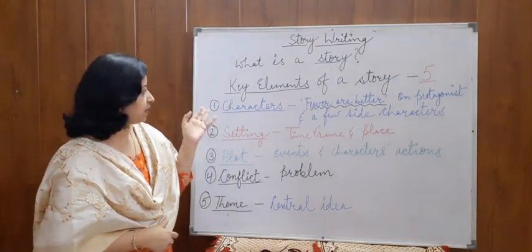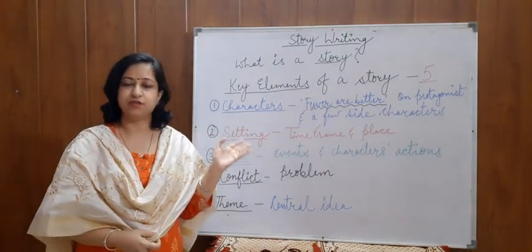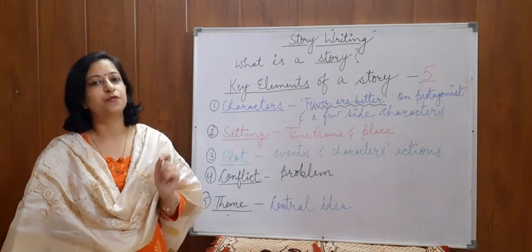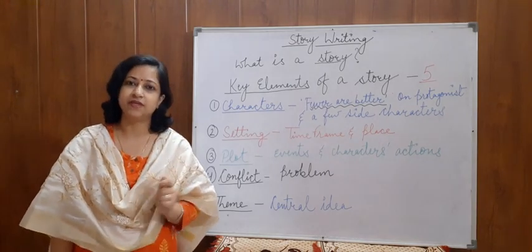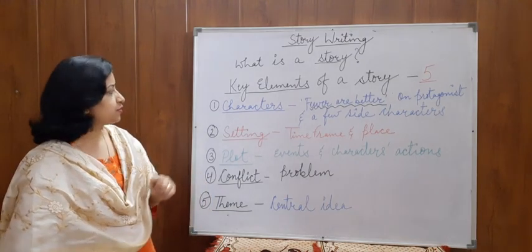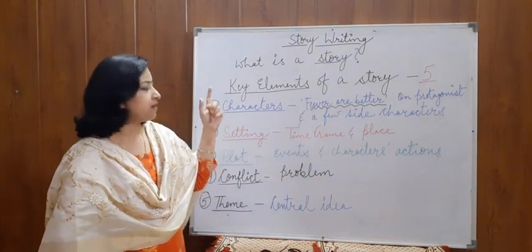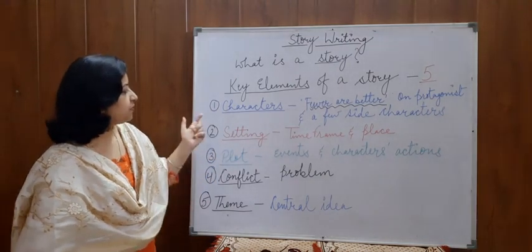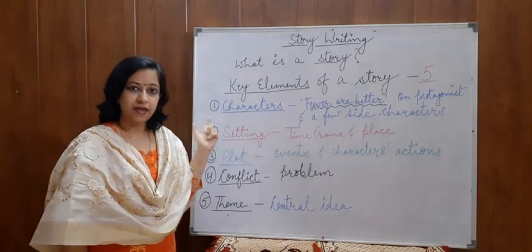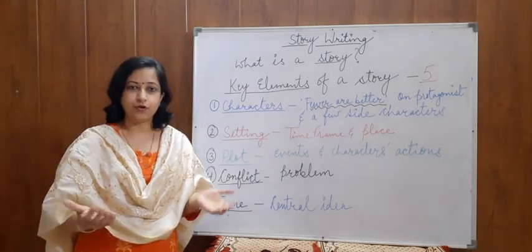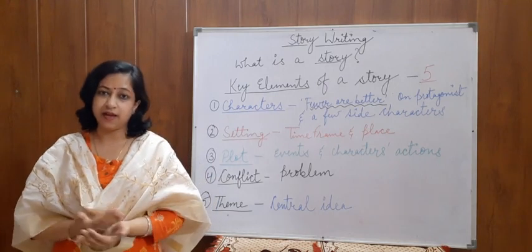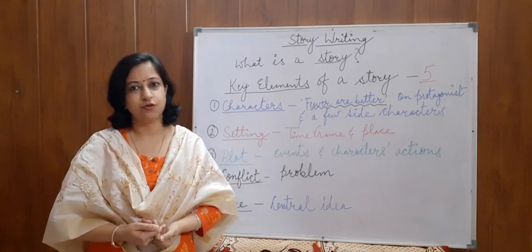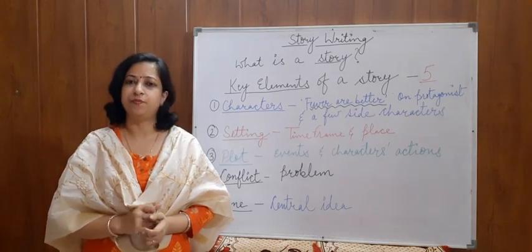If you try to understand what actually are the key elements of story writing, definitely you'll be able to write a very beautiful story with beautiful characters, beautiful dialogue, beautiful scenes and beautiful description. So let's see what are the key elements. There are in all 5 key elements of a story. Number 1 is characters. I hope all of you know very well that without characters there cannot be a story written by anyone. So characters are the most important part of a story.